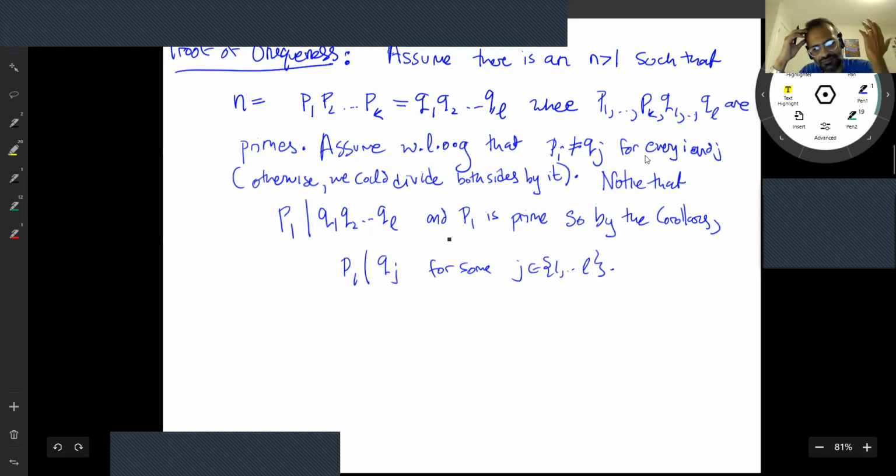But now Qj is prime, right? So what's the only thing that can happen? P1 must equal 1 or Qj, both of which are contradictions. Yeah, so P1, sorry, yeah, you're right. So P1 cannot equal 1 because it's a prime. So since Qj is prime, this implies P1 equals Qj, which is a contradiction.